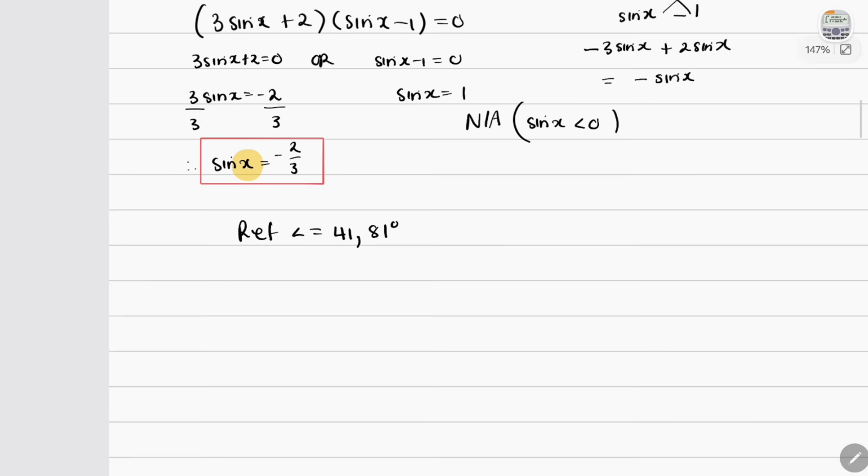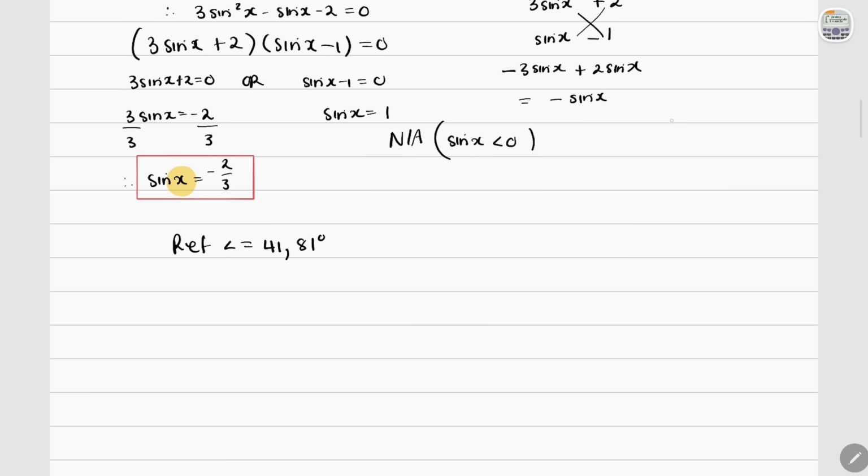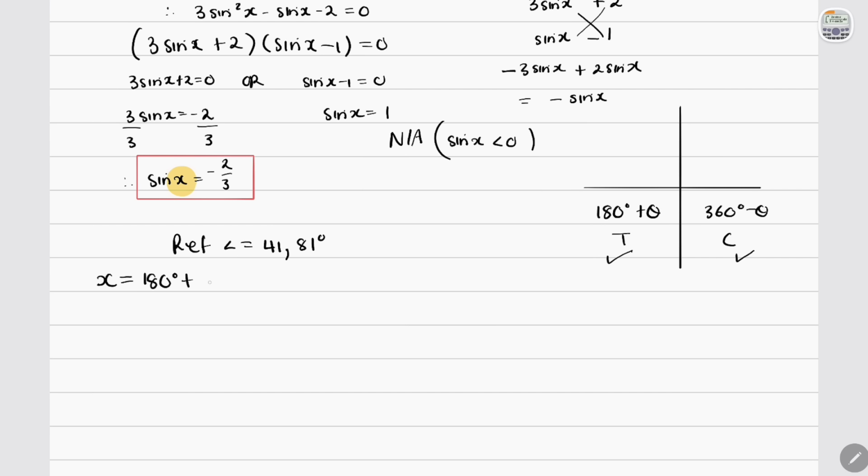And now this is going to be equal to. So you see how sine x is equal to a negative value. So let's look at the quadrants we're going to consider here. Where is sine negative? So sine is negative in the third and the fourth quadrant. This is in tan and cos's quadrant, and we know that the reduction here is 180 degrees plus theta. Here it's 360 degrees minus theta. So to solve for x, we'll now say x is equal to, and use these reductions. So this is 180 degrees plus our reference angle, which is 41.81 degrees.